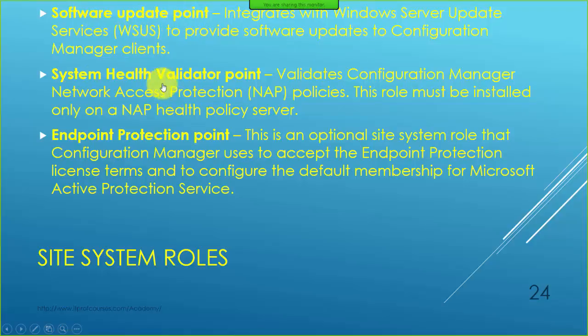And system health validator point, this is for NAP policies. So when your machines are connecting to your infrastructure, their health is validated. Maybe do they have all the Windows updates? Do they have firewall on or off according to the company policy? Do they have the latest virus signatures? So this is all about system health validator point. You have to add that, and NAP has to be installed as well, network access protection.